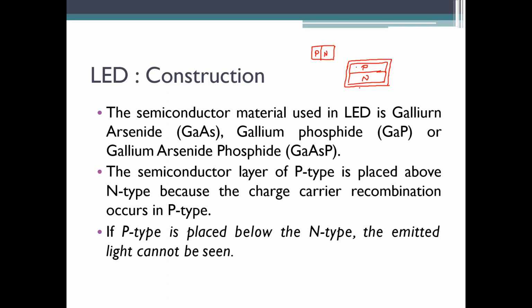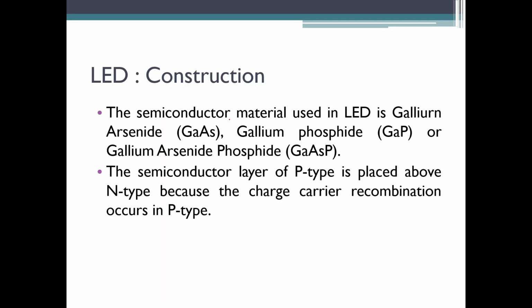Suppose you ask me, sir, what if I do the reverse? If I keep P-type material at the bottom and N-type material on top, this combination will not be able to emit light. If you take P as a substrate, or as a base material, and diffuse N-type material on the P-type material, even though it looks the same, it will not emit light. So to manufacture an LED, N-type must be the base or substrate, and on it you place a P-type material.